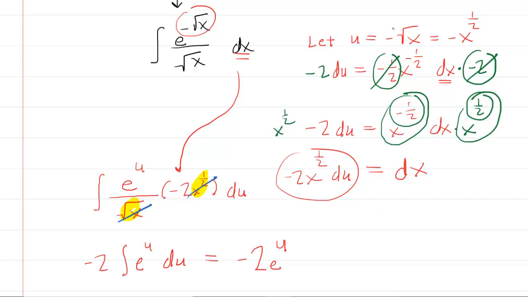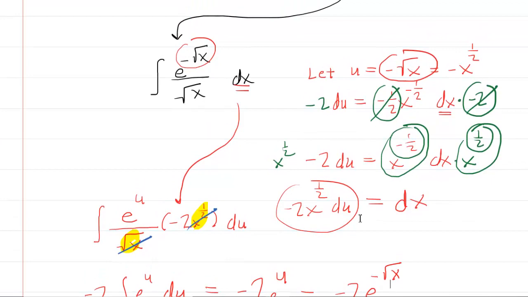And then we recall we had let u equal negative radical x. So this becomes negative 2, well, we don't need to write it that way. We can just do negative 2e raised to the negative radical x. So that is the integral. Now, that was computed as an aside.